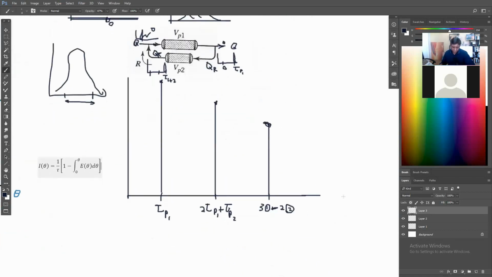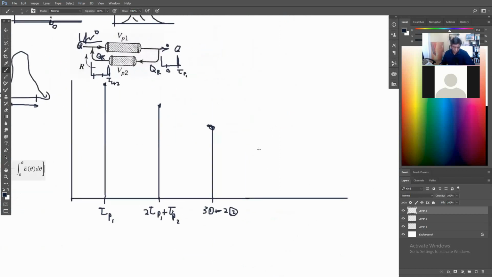And what you'll find is if you go long enough, that this is going to keep dropping like this. And it's not going to drop linearly, although it's kind of hard to show that here. It's going to exponentially drop out. It's going to have the same interval here, right? Remember, on each cycle, it's being delayed by tau p1 plus tau p2. So all these intervals are the same width. And we are getting a slow washout.